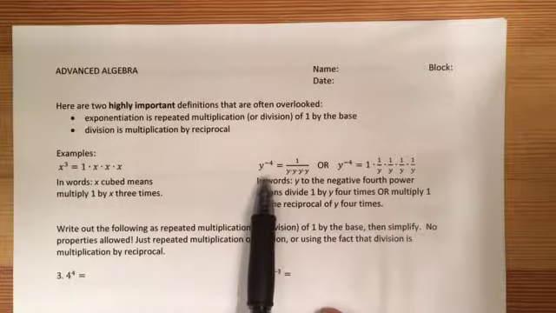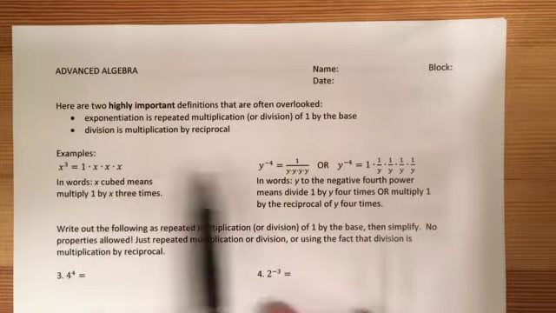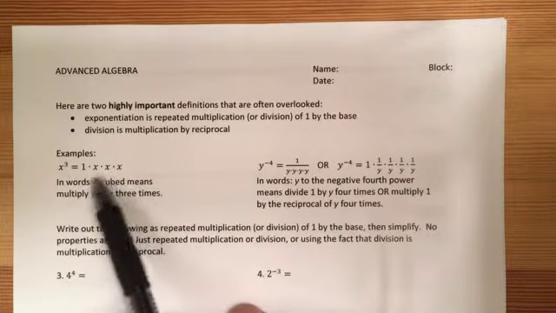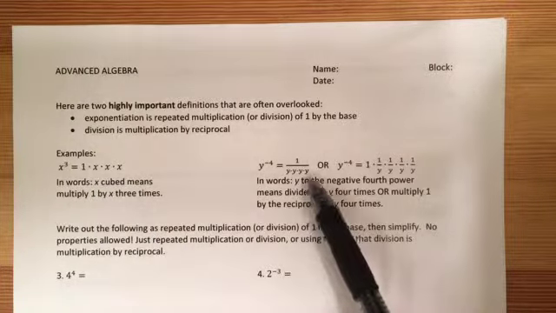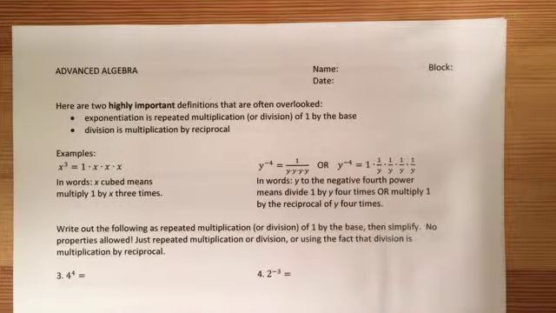Y to the negative 4th means divide 1 by y 4 times. So a negative exponent just means divide instead of multiply 1. It's helpful here because the 1 usually doesn't show up. We usually just write x times x times x and that's fine. But when we're dividing, we need something to hold the place in the numerator. And so it makes sense to say it's 1 divided by y times y times y times y.